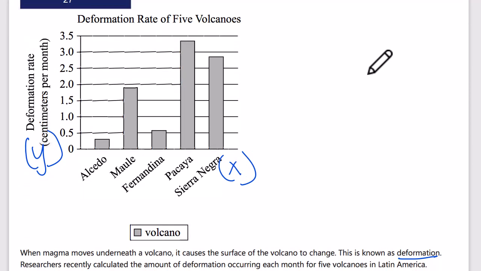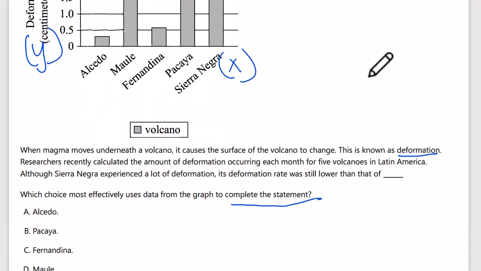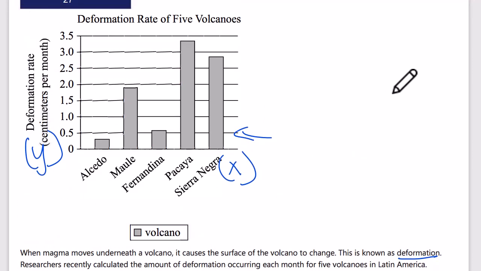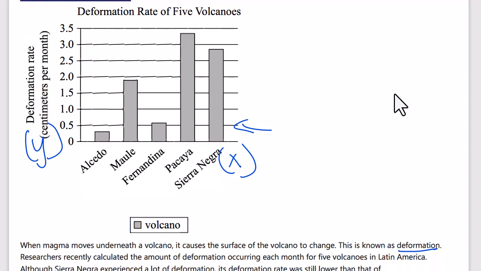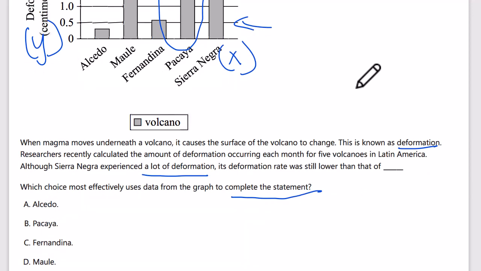Although Sierra Negra experienced a lot of deformation, and it looks like it did, that's Sierra Negra, its deformation rate was still lower than that of, well, Pacaya. Pacaya had a higher deformation rate. So the correct answer here is we want to look for an answer that shows Pacaya. That had a higher deformation rate. That's the answer.